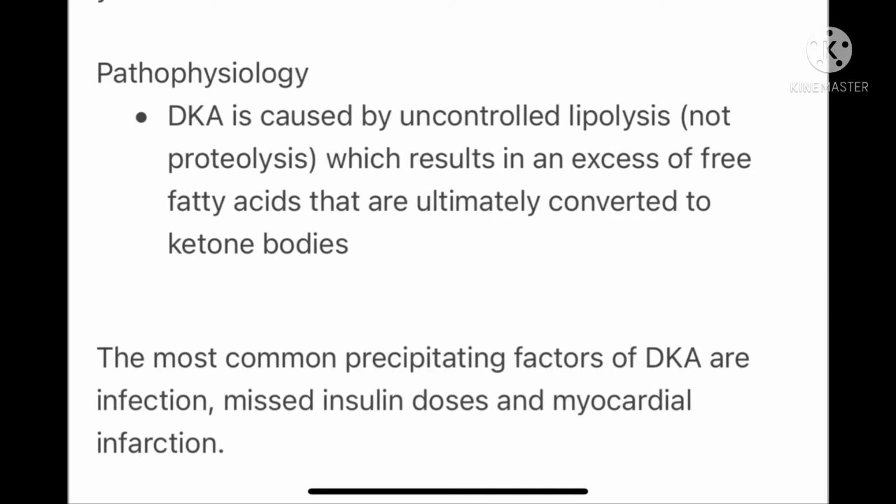Next is the pathophysiology. Pathophysiology is usually uncontrolled lipolysis, which results in an excess of free fatty acids, which are finally converted to ketone bodies. The most common precipitating factors for DKA are 3 I's. First one is infection, second one is insulin misdose, third one is infarction, myocardial infarction.